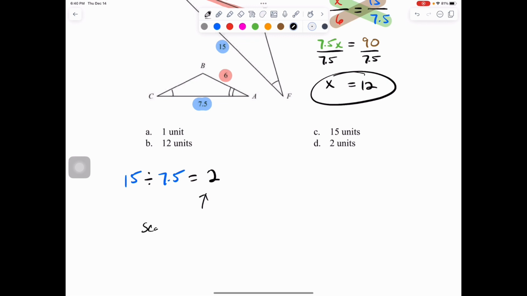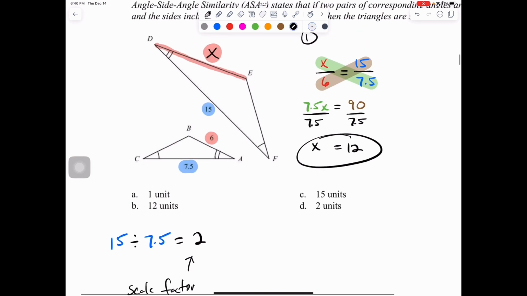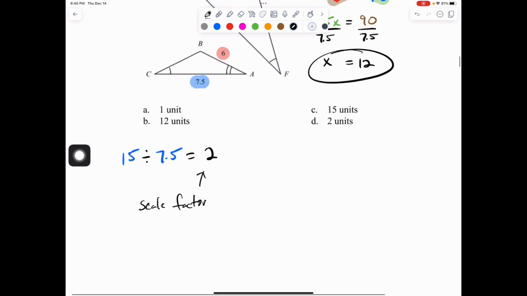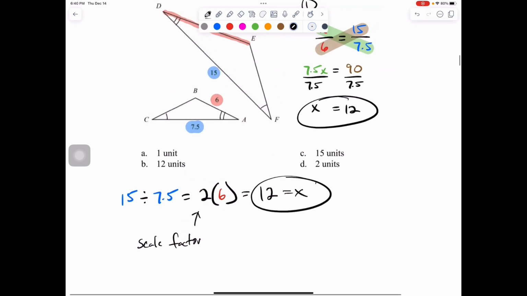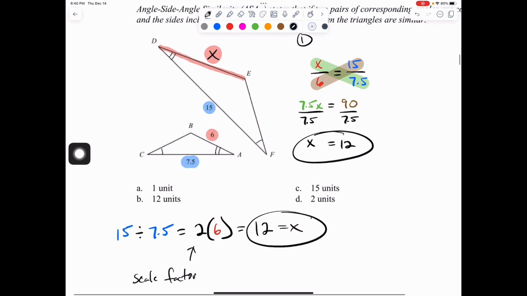When we know that triangles are similar, all sides are proportional, meaning they all share the same scale factor. So 15 divided by 7.5 is 2, and if we take 2 and multiply it by that red 6, what do we get? It equals 12, which equals x. Oh my goodness, we have the same answer. So in all reality, truly, that's all you need to do.